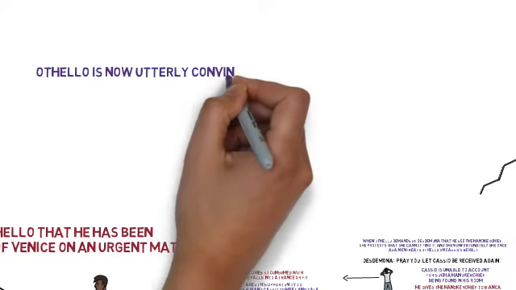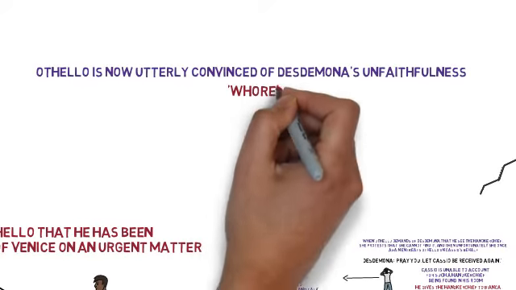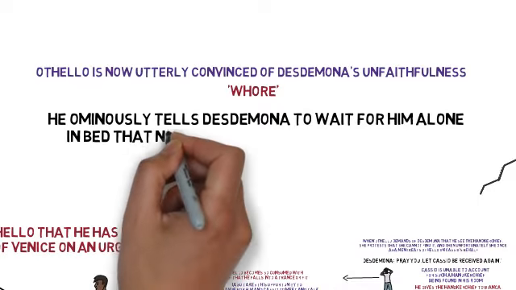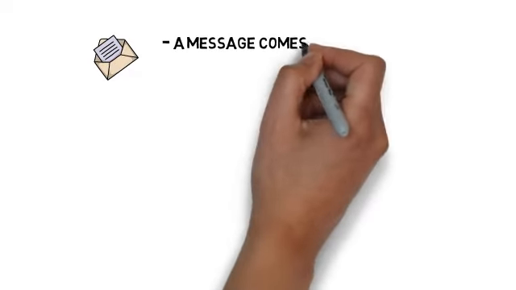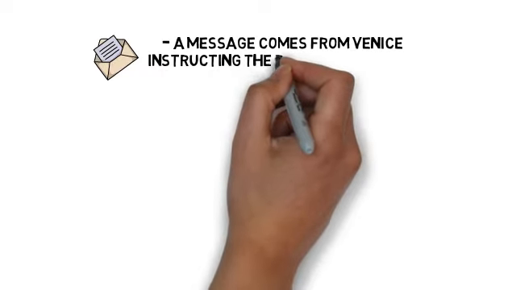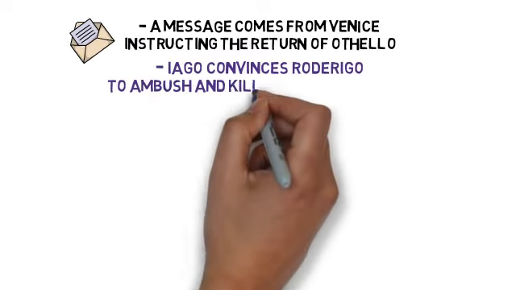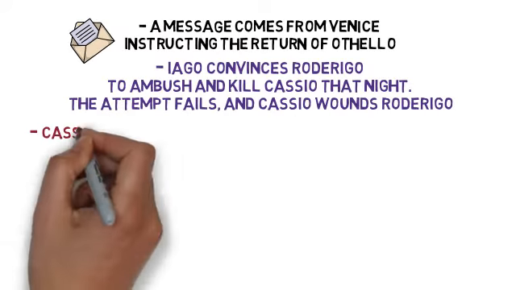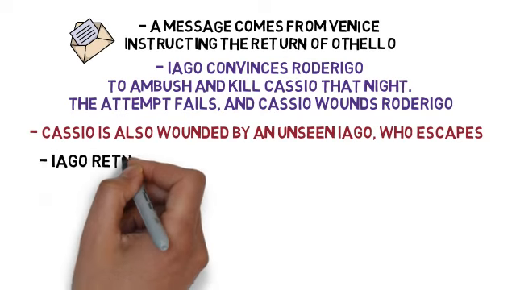At this point, Othello's utterly convinced of Desdemona's unfaithfulness. He calls her a whore, ignoring her pleas of innocence. He ominously tells Desdemona to wait for him alone in bed that night without her attendant Emilia. So as the play reaches its unhappy conclusion, a message comes from Venice instructing the return of Othello. Iago convinces Rodrigo to ambush and kill Cassio that night. However, the attempt fails and Cassio wounds Rodrigo. Cassio is also wounded by an unseen Iago who escapes.